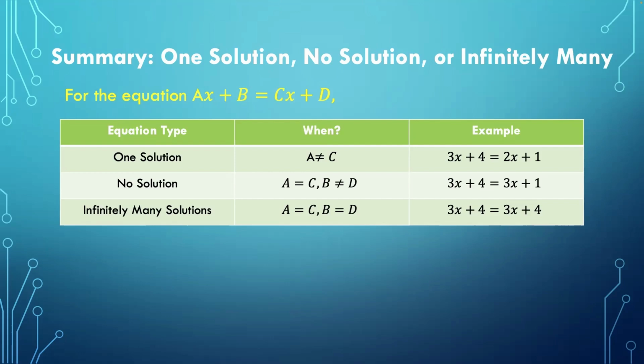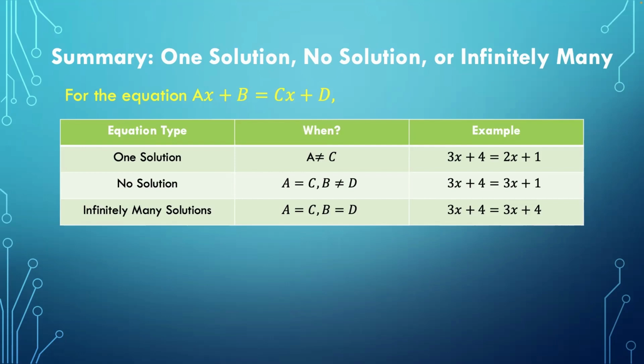For the second case, no solution, this occurs when the coefficients of x are the same, but the constant terms are different. So a equals c and b is not equal to d. In this case, the two lines are parallel and will never meet, meaning there is no value of x that satisfies both sides. For example, 3x plus 4 equals 3x plus 1 has no solution because subtracting 3x from both sides gives 4 equals 1, which is false.